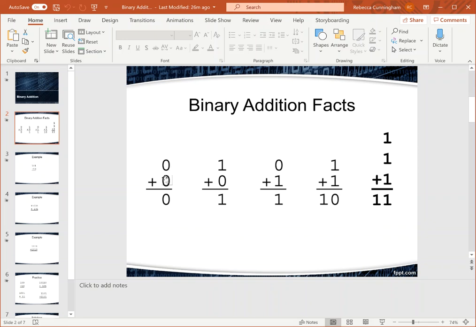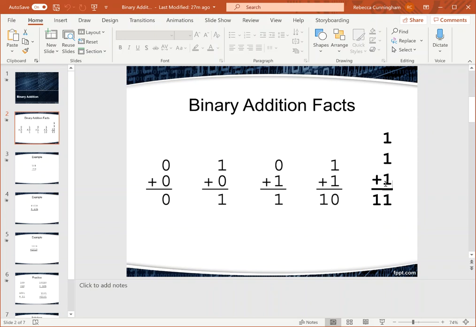So 0 plus 0 equals 0. 1 plus 0, in whichever order, equals 1. 1 plus 1 equals 2. But given that we are writing things in binary, the way that you represent 2 in binary is 1, 0.